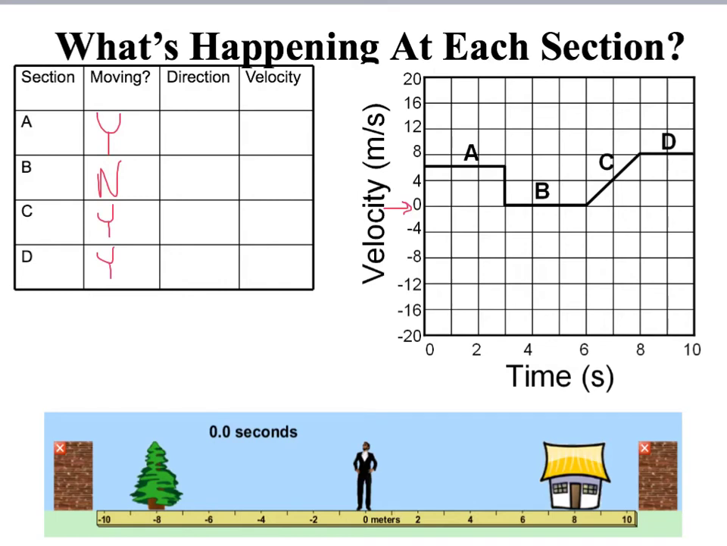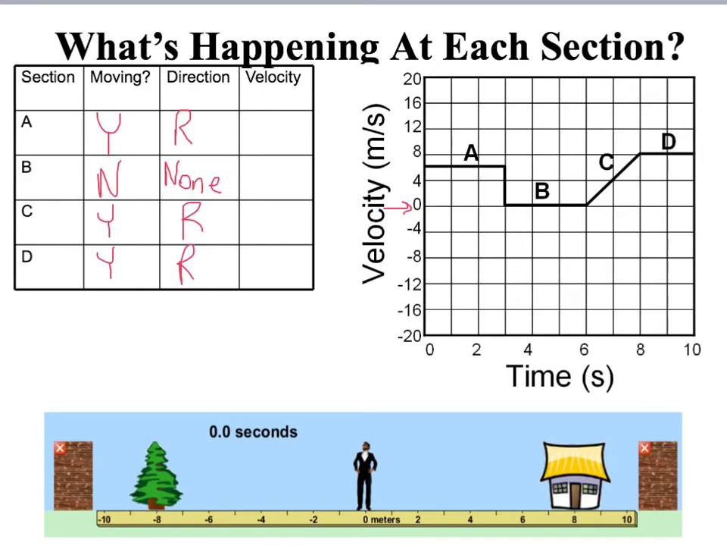The direction that's being moved, part A, since there's a positive velocity, it's going to be moving to the right. Part B, there's no velocity, so that means it's not moving, and it won't be moving in any direction. Part C, since there's a positive velocity, it's going to be moving right. And part D, also a positive velocity, so it's going to be moving right.